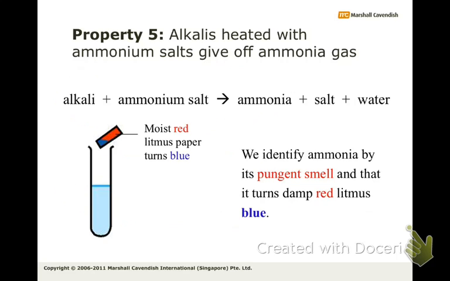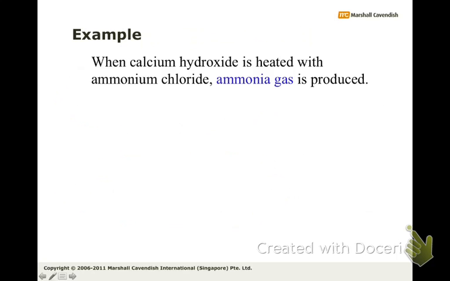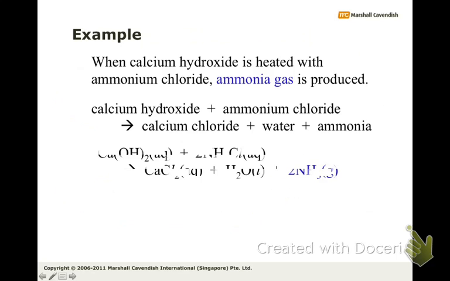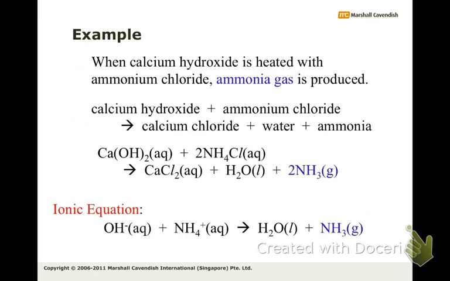Now obviously when ammonia gas is given off, you will realize that it gives off a pungent smell. And when you test it with damp red litmus paper, it will turn blue. That's one of the tests for ammonia gas. Now, when calcium hydroxide is heated with ammonium chloride, same thing, it will give you ammonia gas. So there's the chemical equation, and there's the ionic equation.